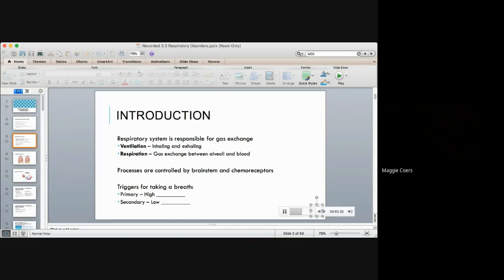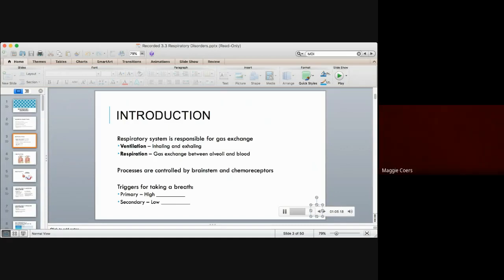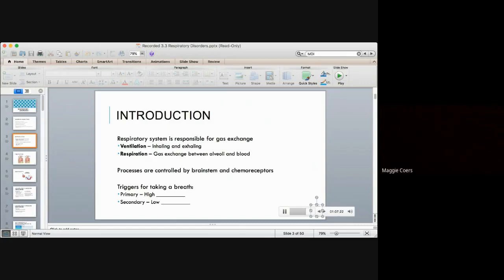As nurses, we think about and deal with these in different ways. Breathing is controlled by the brainstem, and it's based on CO2 levels in the blood. So a high CO2 level is our primary drive to breathe. A low oxygen level then is our secondary drive to breathe. Okay, so primary is high CO2, secondary is low O2.